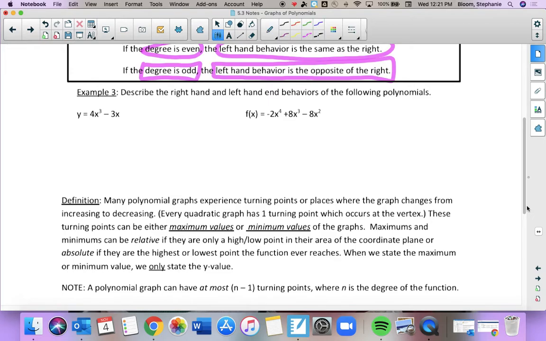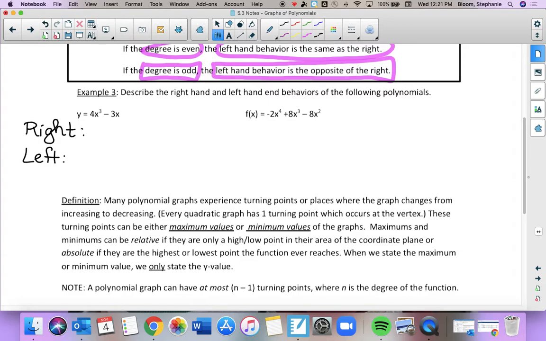So we're going to write it like this. You're going to tell me what the right side is doing and what the left side is doing. And it's going to be as simple as saying it either rises or it falls. That's all you have to say. Rise, fall, okay?